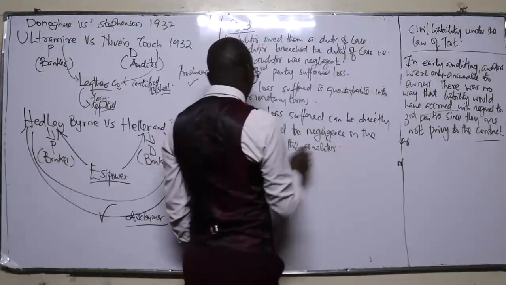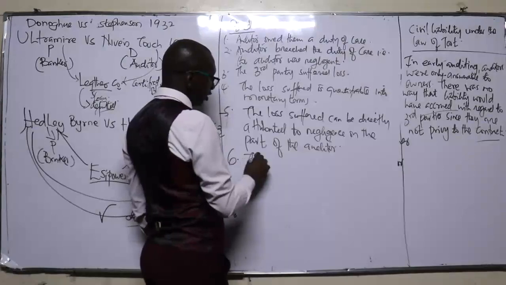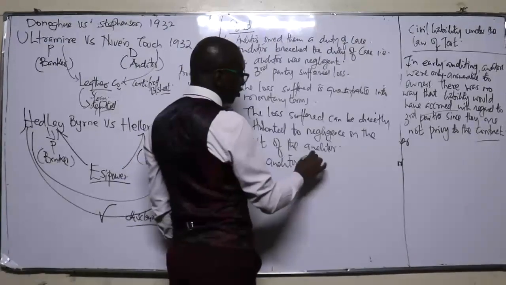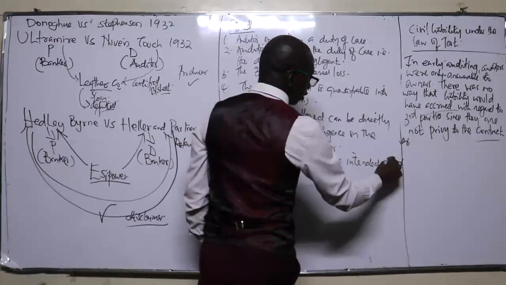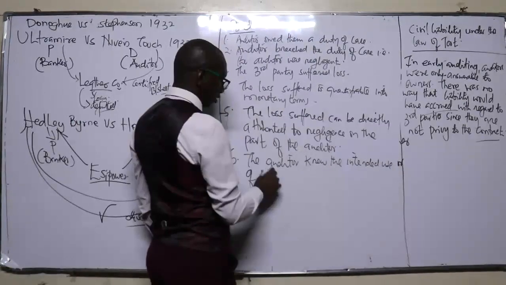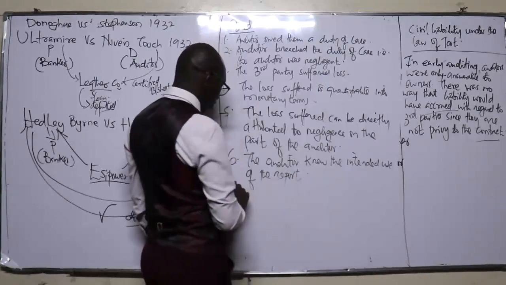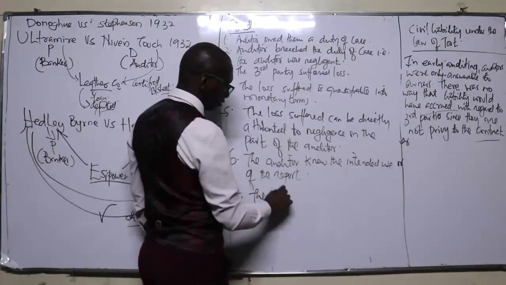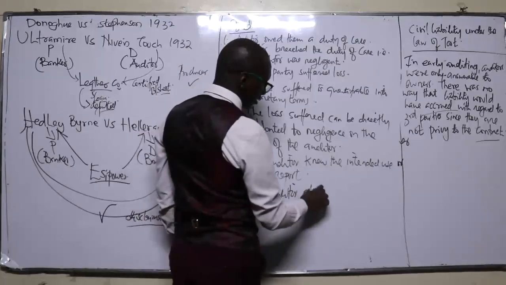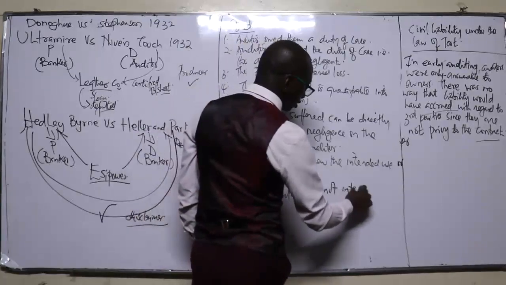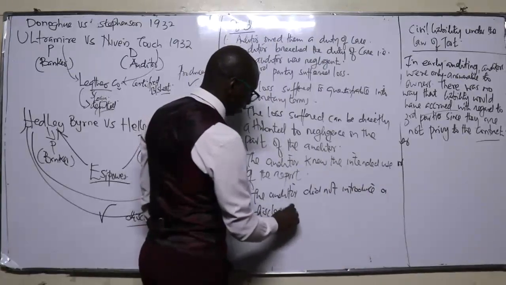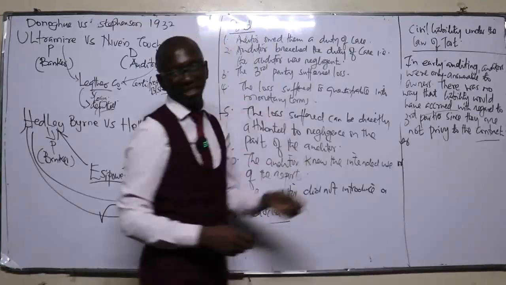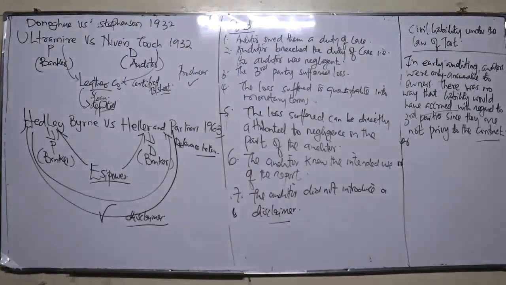Then we add some more points. Number six, the auditor knew the intended use of the report, and most importantly, the auditor did not introduce a disclaimer. Otherwise, if there was a disclaimer, you've seen what it can do.